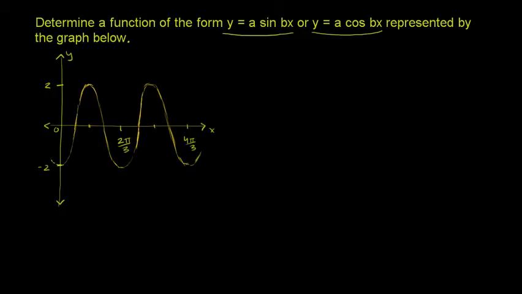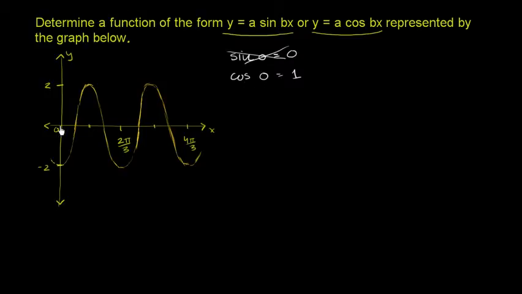Well, let's think about what sine of 0 is. If you take sine of 0, we already know that that is equal to 0. What is cosine of 0? Cosine of 0 is equal to 1. So it would be impossible, in this form, if sine of 0 is 0, to multiply 0 by something to get to -2. So it can't be a sine function of this form.